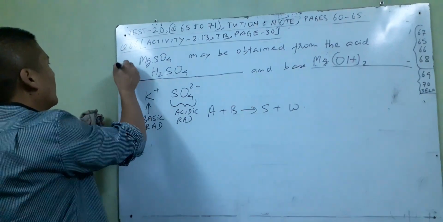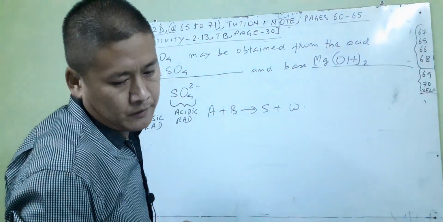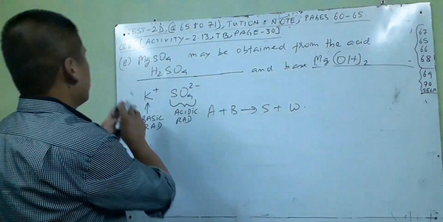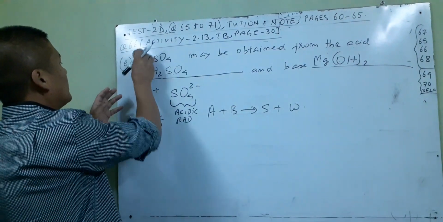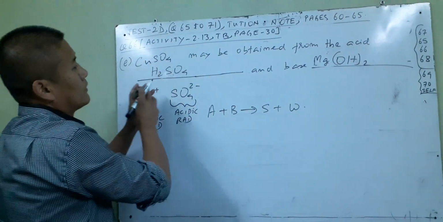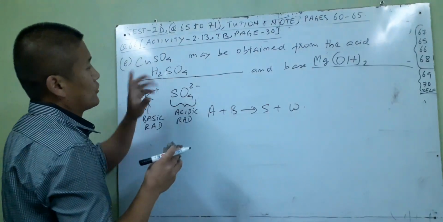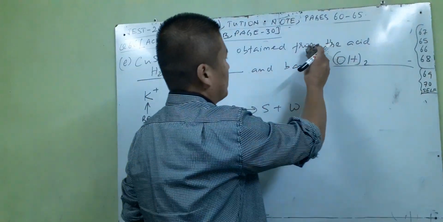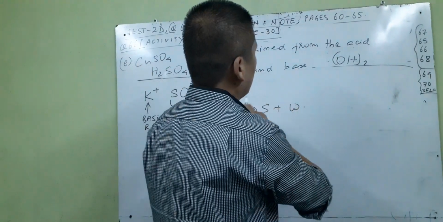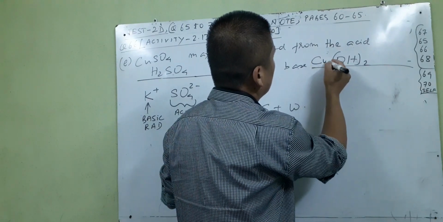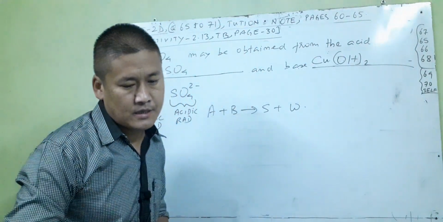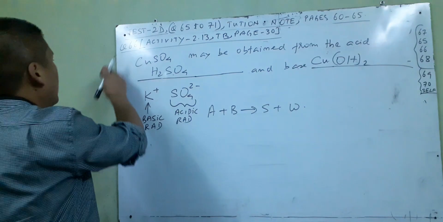Then E. The E one is copper sulfate. So you write here CuSO4. So it's still coming from the same acid, SO4, H2SO4, and copper hydroxide now. The base will be from the positive. The clue comes from the positive, so copper hydroxide.